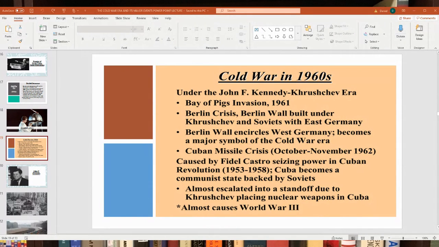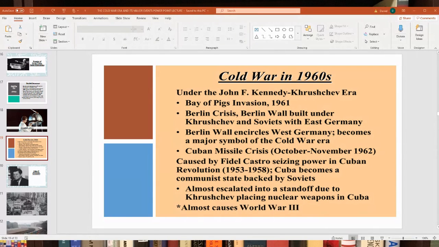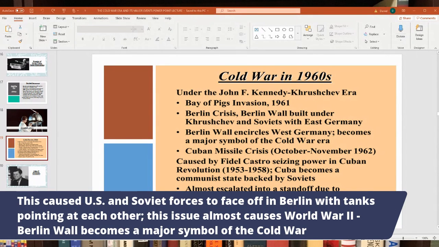Also, they had this other thing called the Berlin Crisis, which happened starting around 1961, 62. The Soviet Union and Khrushchev, with East Germany, decided to build the Berlin Wall, which was a wall constructed around West Berlin in East Germany, which would prevent people from escaping. And it got so bad that both sides started facing off with tanks and stuff, because of the wall being built at that point. And of course, this happened under John F.